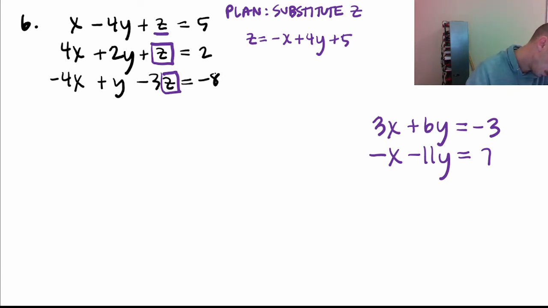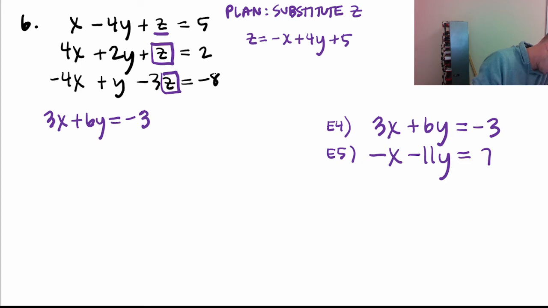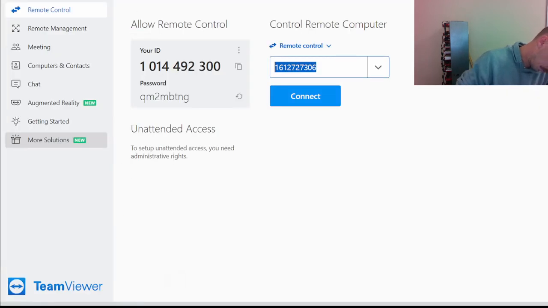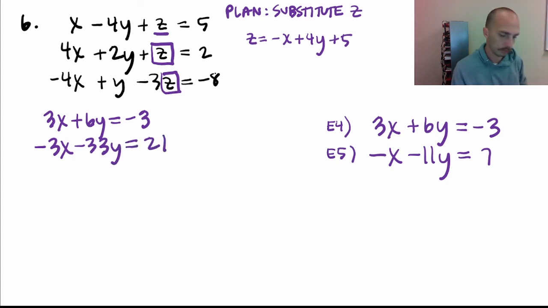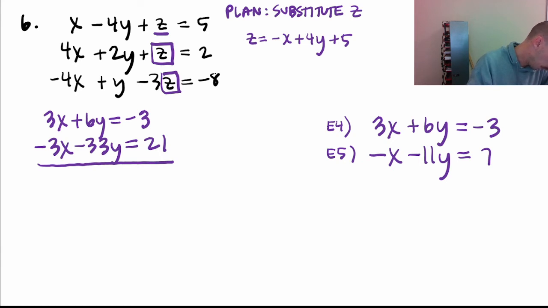But anyway, at this point, this is going to be equation 4, and this is going to be equation 5. I'm going to need to add equation 4 to 3 copies of equation 5 to eliminate x. So I'll have 3x plus 6y equals -3, and then I'll multiply equation 5 by 3, so, oh no, that's not good. -3x minus 33y equals 21. Yeah, I just tripled everything. And then I'm going to add down. So 6 minus 33 is, whoa, hold on. I've made it. Okay, no, I haven't.